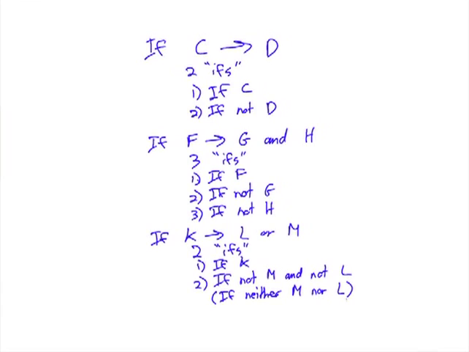We would write it out as if not M and not L, but the correct grammar, as they might use on the LSAT, would be something like neither M nor L. So once again, we only have 2 ifs here. We know if K, we know what happens. We know we have L or M or both. Number 2, if not L and not M, then we know we don't have K. So this is how you're going to look at these if-then rules.